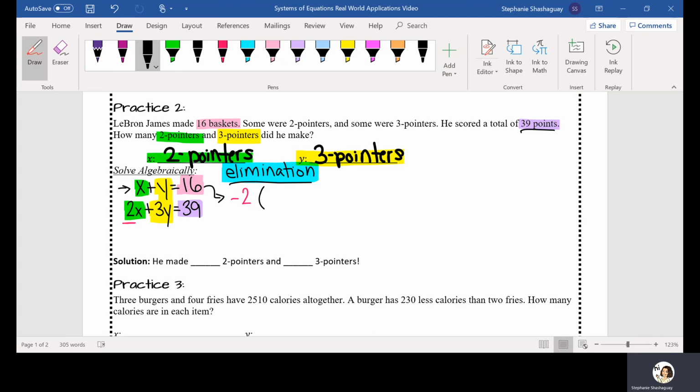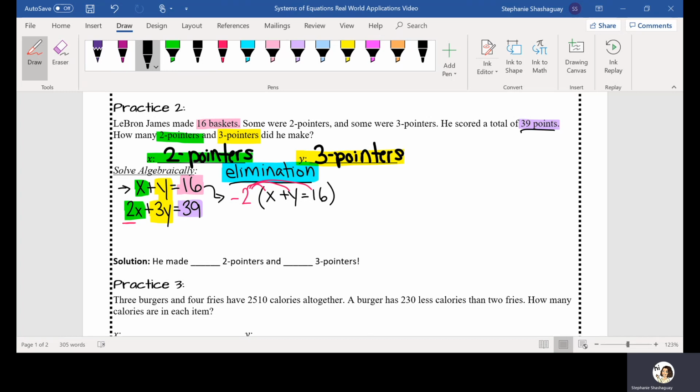So I'm going to multiply that whole first equation, my X plus Y equals 16, I'm going to multiply the whole thing by a -2. Okay? And the reason why I'm multiplying by a negative, just as a side note, is because I'd rather add equations together than subtract them, because sometimes when you subtract a negative, a lot of you guys make silly mistakes.